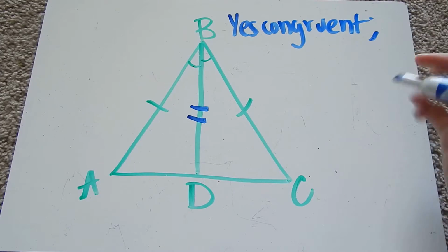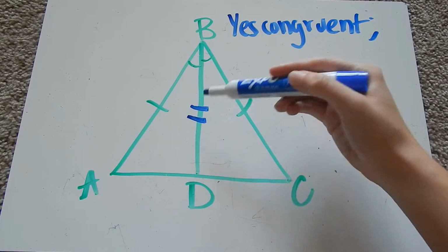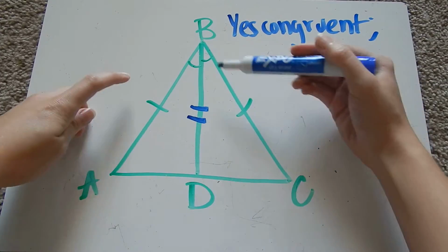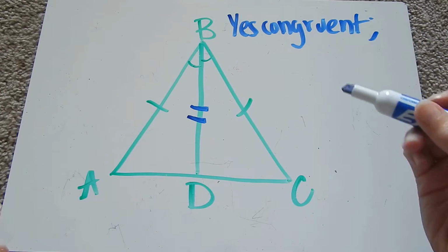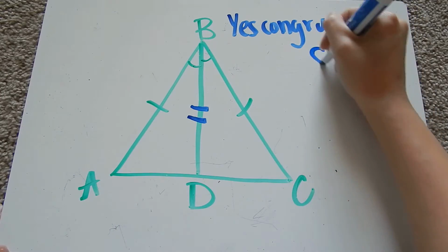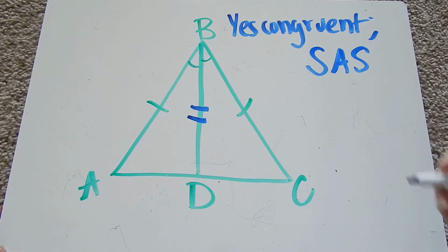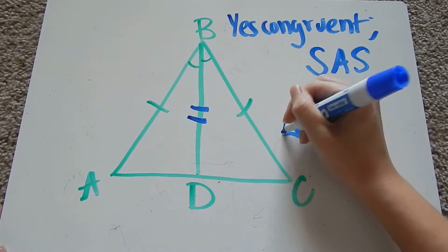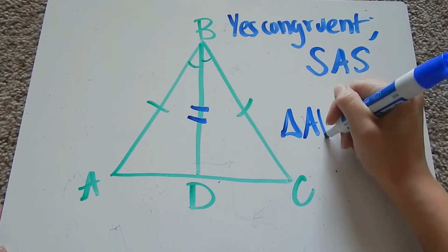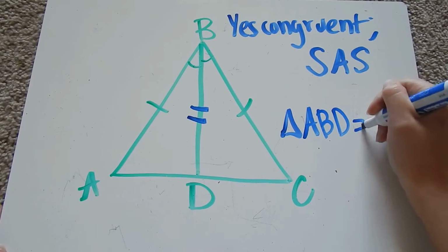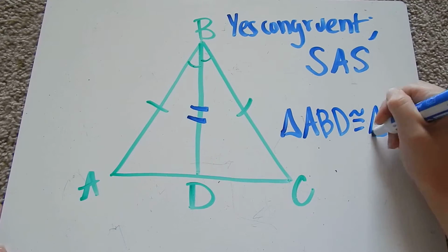We know that because of side, angle, side. We have two sides congruent. The angle in the middle of the sides is also congruent. So this is side, angle, side. And we can write our congruency statement. So triangle ABD is congruent to triangle.